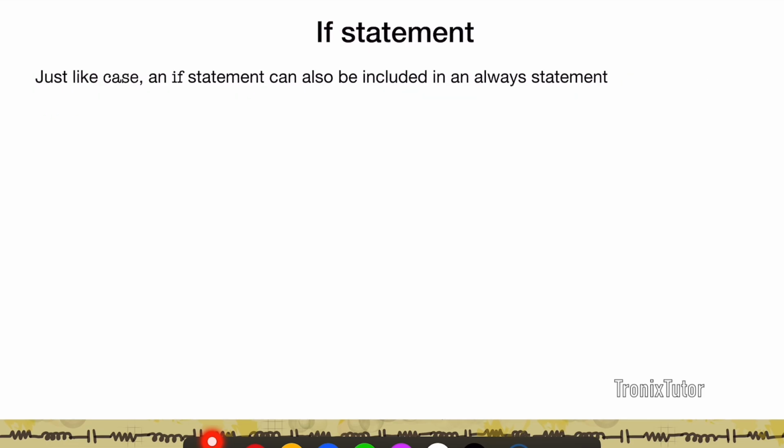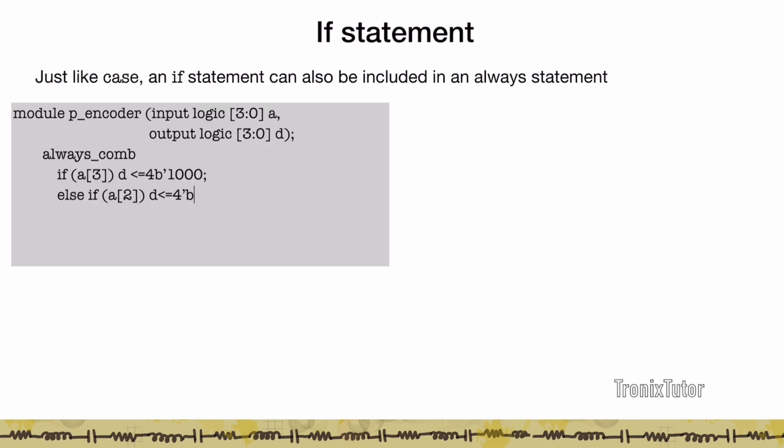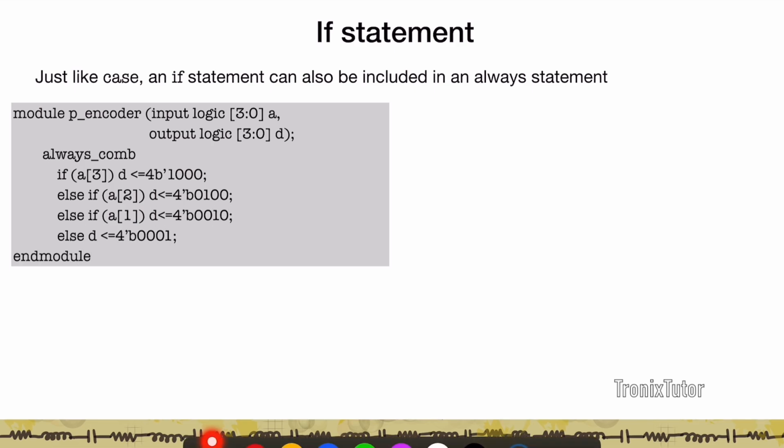Now, similar to the case statement, another powerful statement you can use is the if statement, like we saw in the flip-flop and latches case. Again here, suppose I want to do a priority encoder. If you remember what a priority encoder was, it essentially assigns the outputs high depending on the values from the MSB to the LSB. For example, suppose this is an input A, which is a 4-bit input, and the output D, which is a 4-bit output.